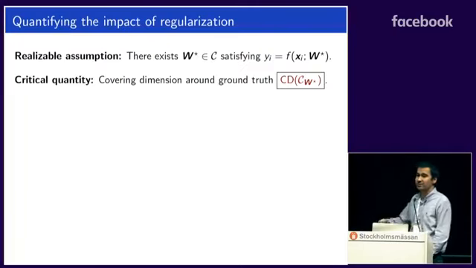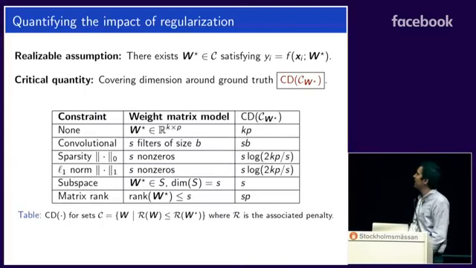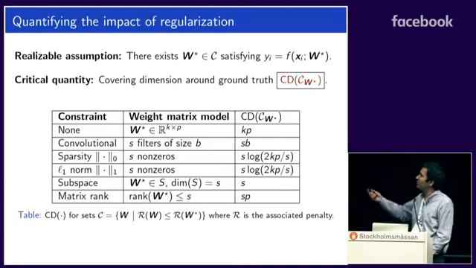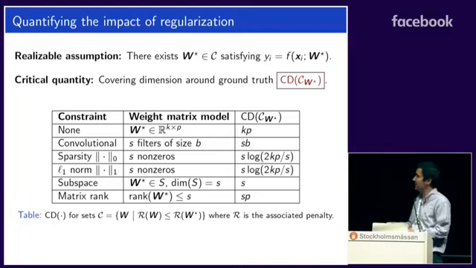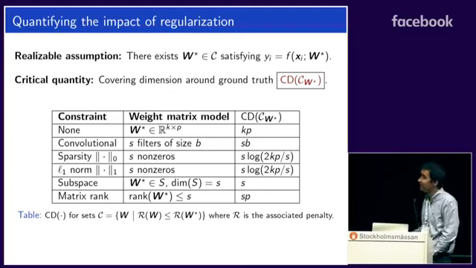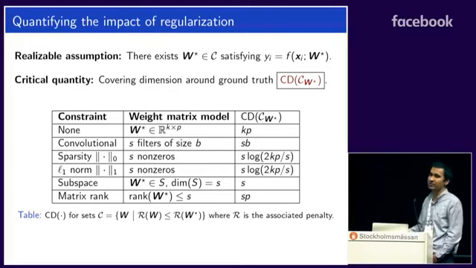So just to give some concrete examples to see what happens, I think this table is pretty useful. If there is no constraint, then I am dealing with a weight matrix of dimension K times P, and the covering dimension is just K times P. If there is a convolutional constraint, which I will go into later, it is S times P. If there is an S-dimensional subspace constraint, then the covering dimension will be S. In summary, in all of these examples, the covering dimension corresponds to the degrees of freedom of the constraint set.